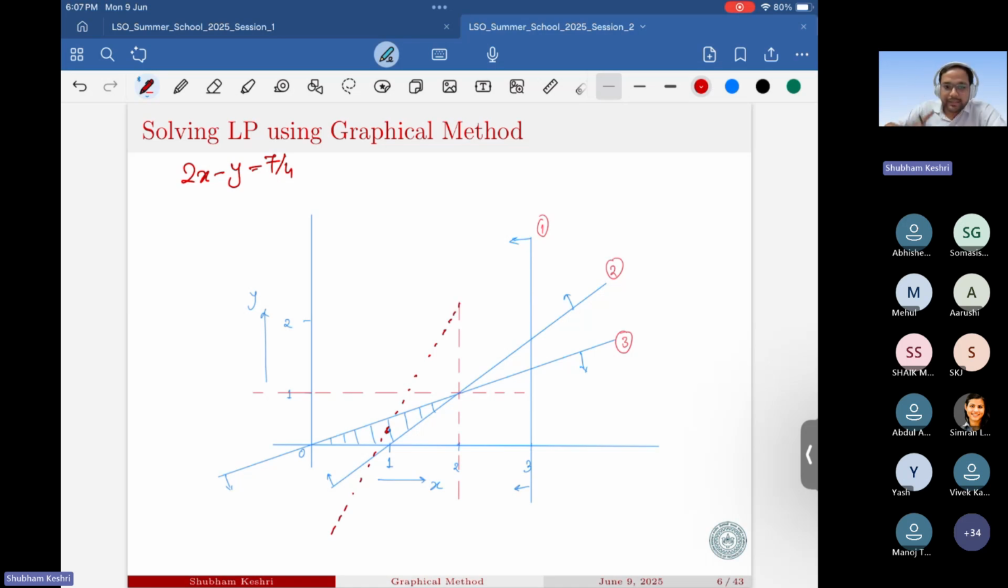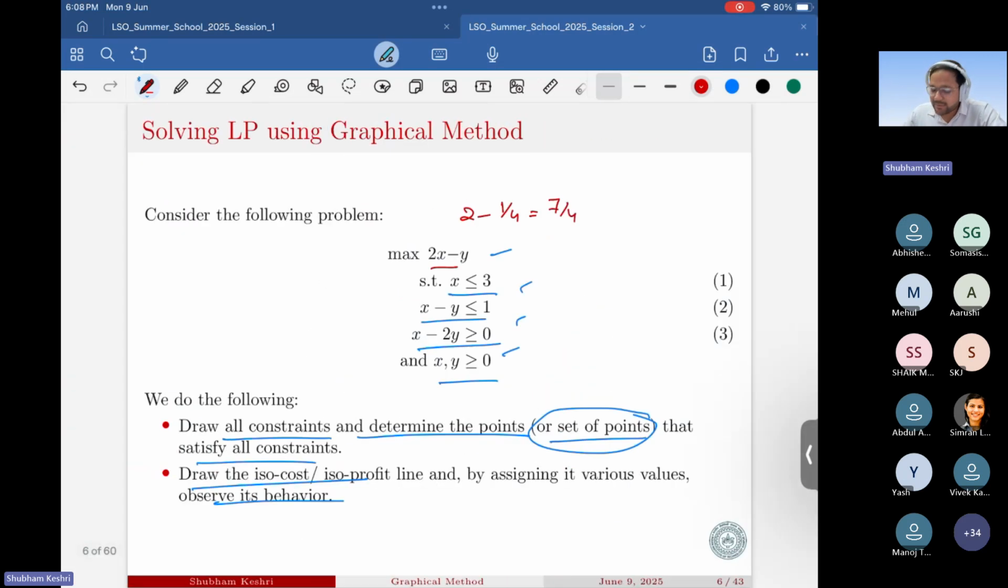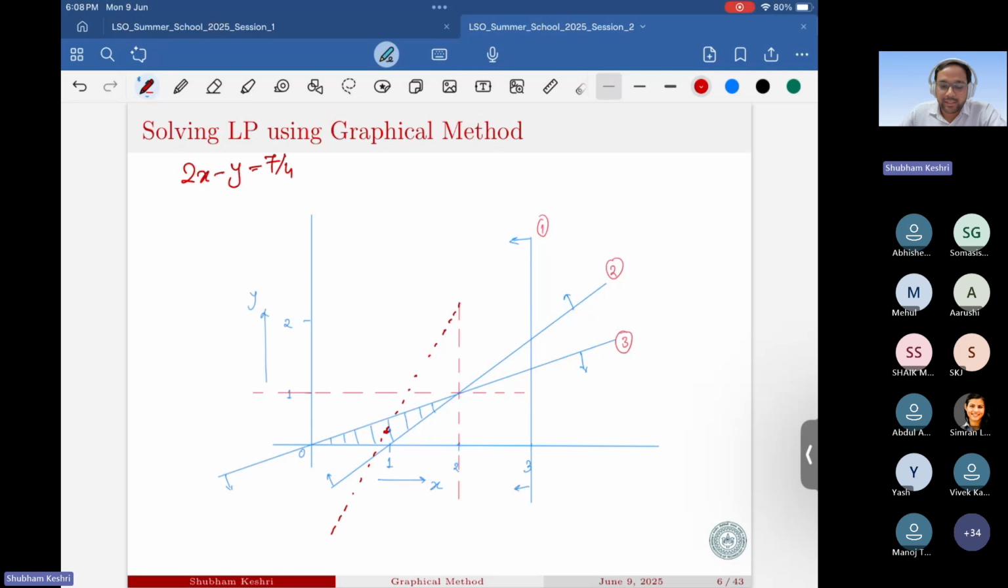If you move along this line upwards or downwards, you will see that the objective function remains the same. What does it mean? It means that all the feasible points on this line have the same objective function value. I will repeat again: all the feasible points on this line have the same objective function value. This is why this line is known as an isocost or isoprofit line, depending upon minimization or maximization. This is a maximization problem, so we can say this is an isoprofit line.